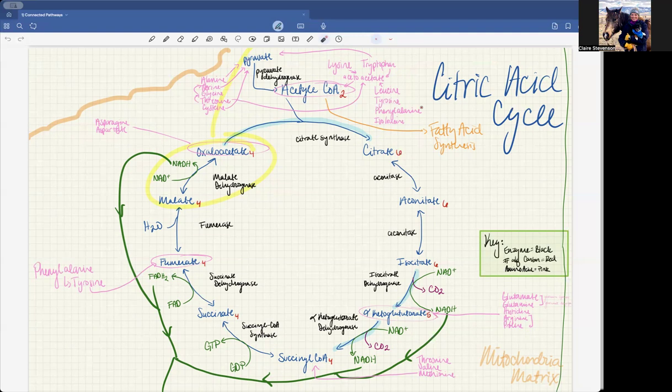Lysine and tryptophan can also be converted into this intermediate before becoming acetyl-CoA. Leucine, tyrosine, phenylalanine, and isoleucine can also be converted into acetoacetate. Tryptophan can also be converted directly into pyruvate instead of going into the pathway as acetyl-CoA.